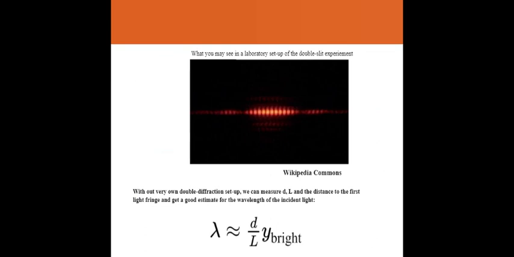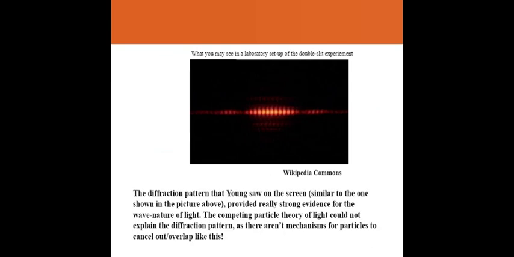So here's a picture of what you may see if you do a double slit experiment at the lab. This is what Thomas Young saw, and this is showing an effect that could only occur if light is behaving as a wave, because if light were particles, there's no particle interaction that would allow particles to overlap and cancel out like this to create alternating points of intensity.